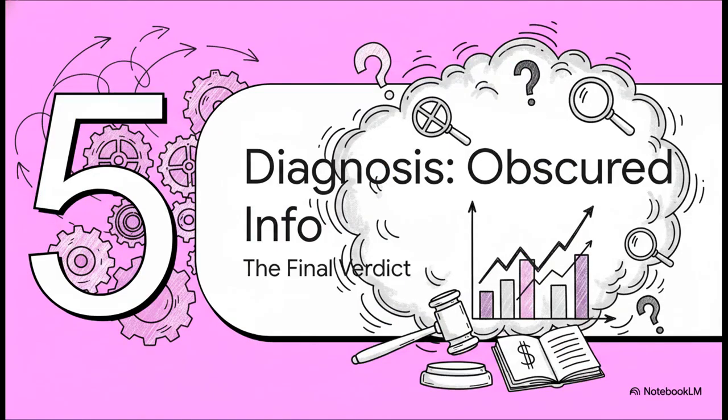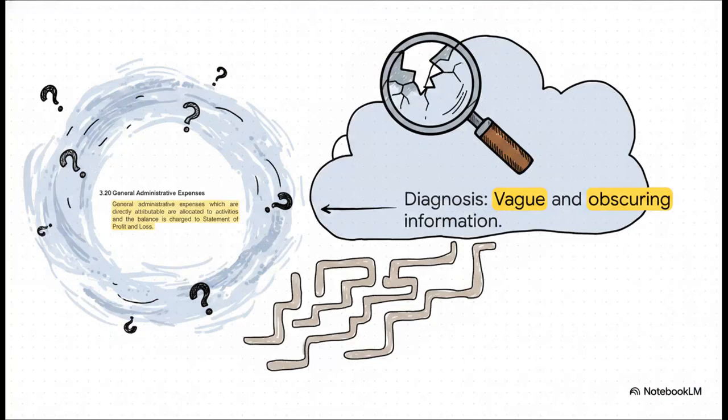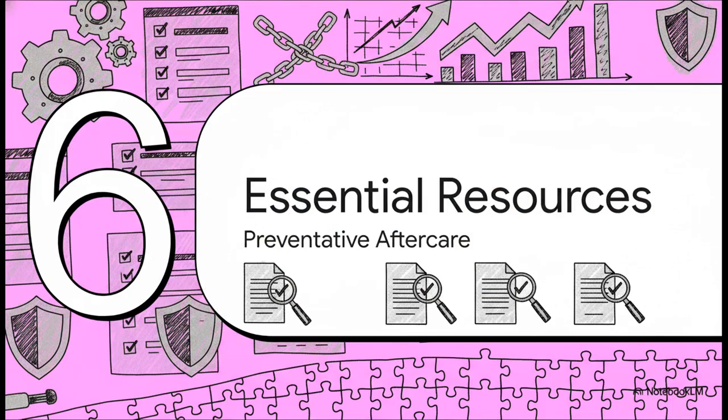Section 5, diagnosis, obscured information. Time for the final verdict. Looking back at the symptoms, the clinical verdict is undeniable. By disclosing such a vague and unclear accounting policy regarding how it handles general administrative expenses, this company has officially disclosed obscuring information. It completely muddies the waters for primary users trying to grasp the true financial reality of the business.